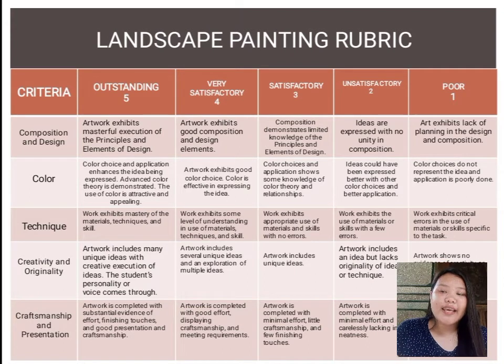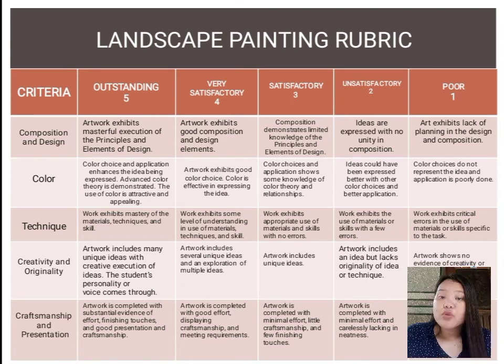The next one is technique. In painting, a technique is a procedure of how to do something. An artist's style is a particular way of communicating ideas through his art. So, for technique, first is outstanding or 5. Work exhibits mastery of the materials, techniques, and skills.